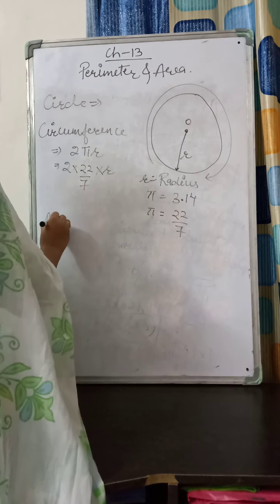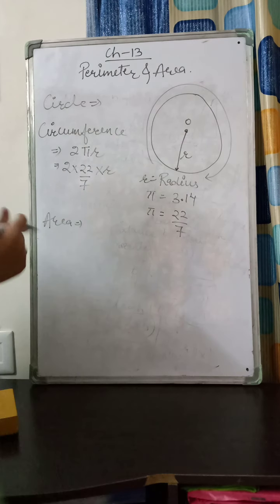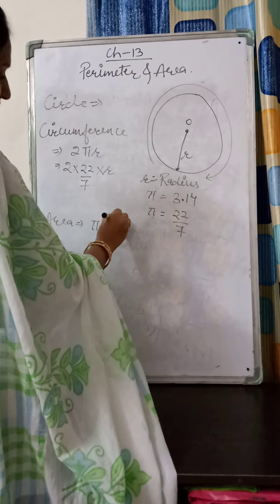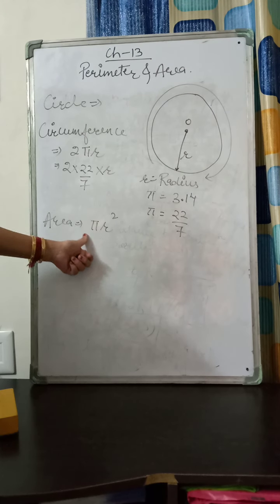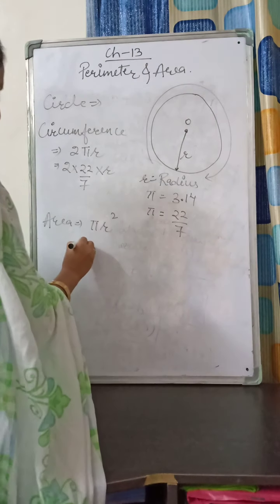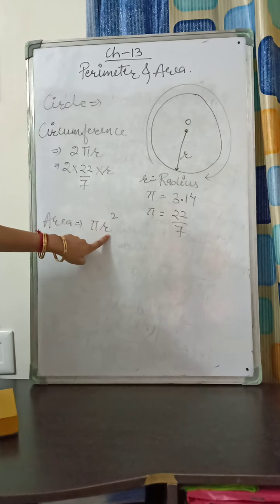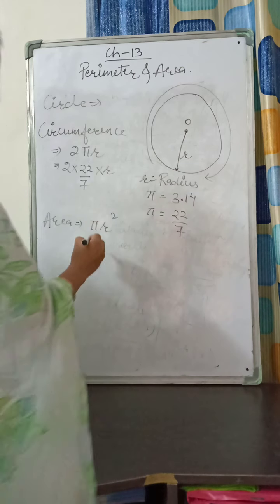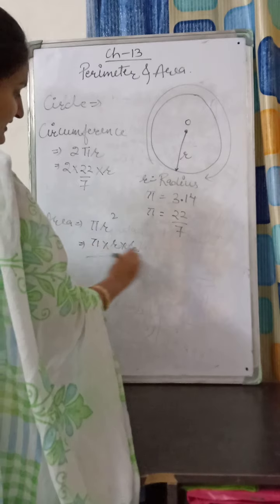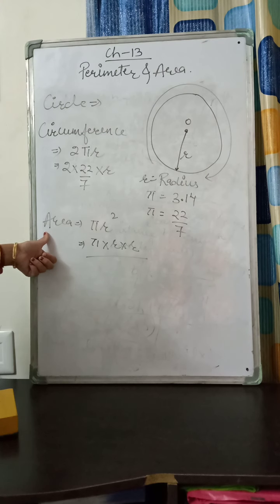Next is area. Area of a circle will be pi r square. So we know the value of pi, that is 22 by 7, and we should know the value of the radius. r square, that means student, pi into radius into radius. So this is the area of the circle.